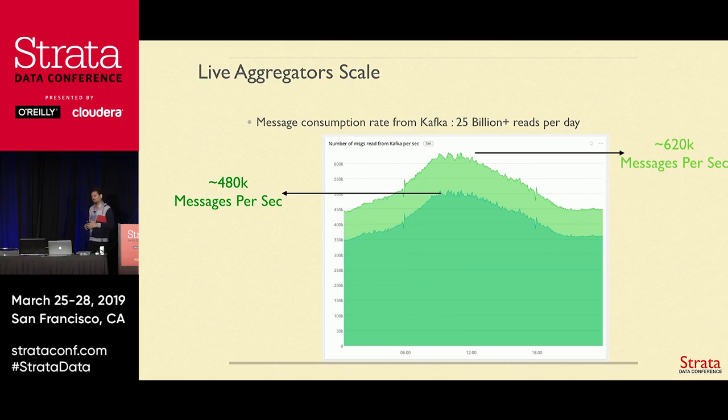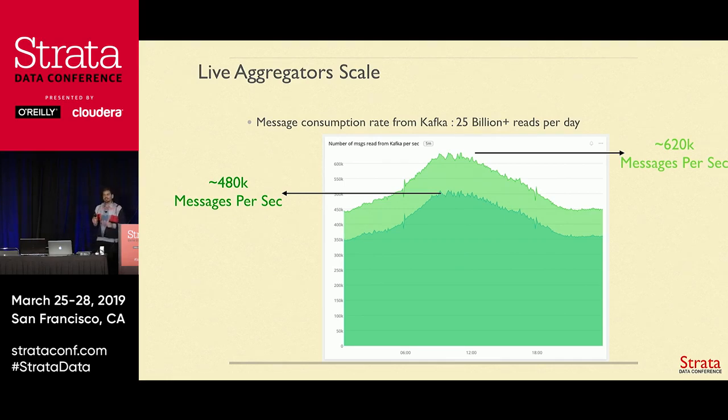Now let's talk about some numbers. Now let's look at the scale Live Aggregator is running on. So Live Aggregator is consuming around 480,000 messages per second during peak times. And that is being read directly from Kafka.